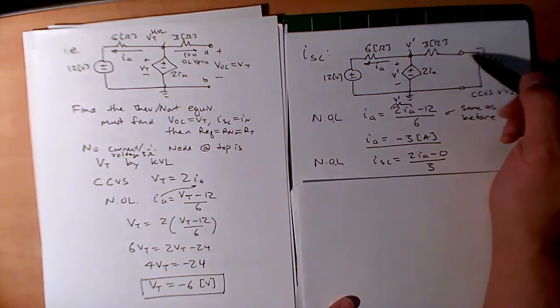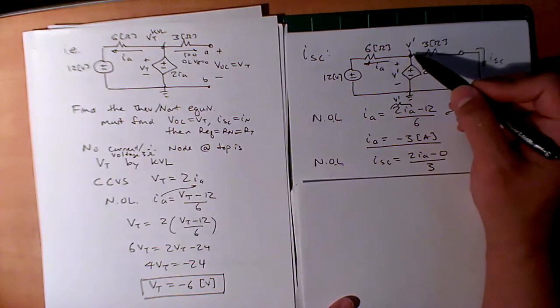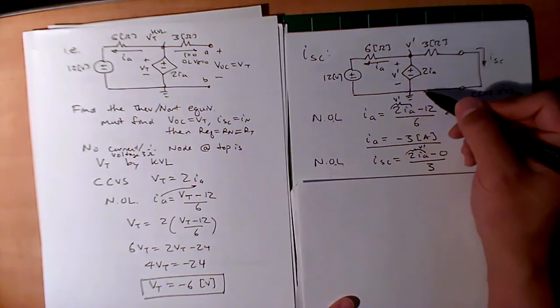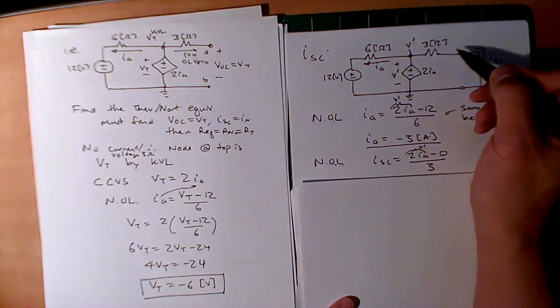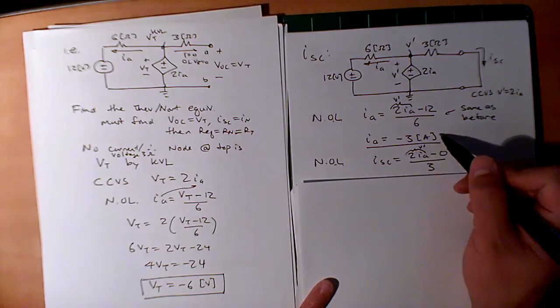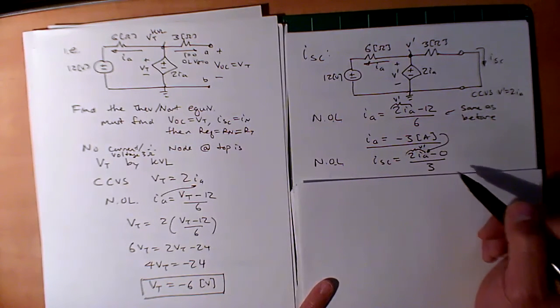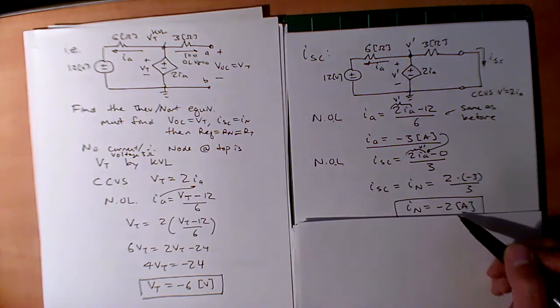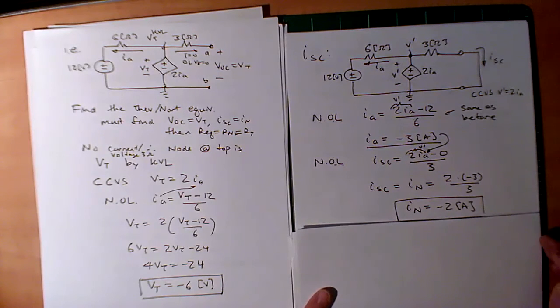I can do the same nodal analysis on this side. ISC equals V prime minus 0 divided by 3, okay? And I now know what IA is. I can plug that in here, and I get 2 times negative 3 divided by 3. So I should get negative 2 amps for ISC.